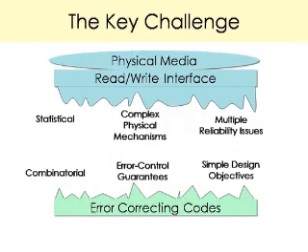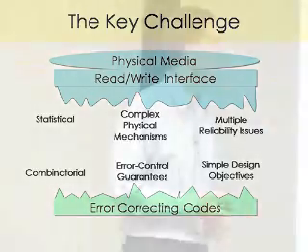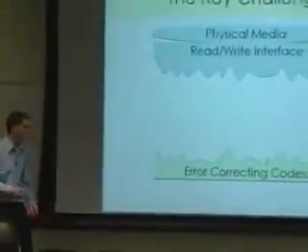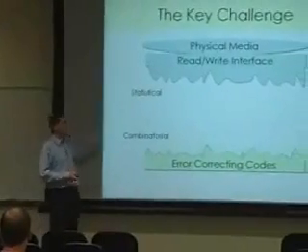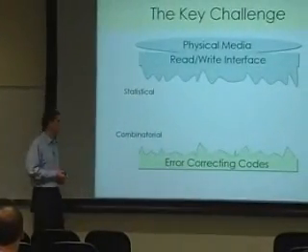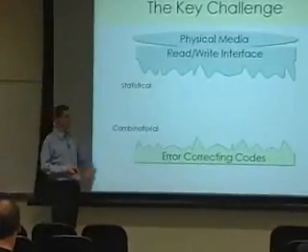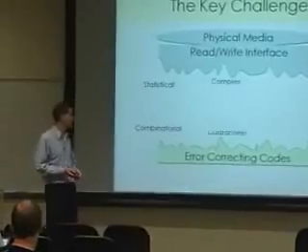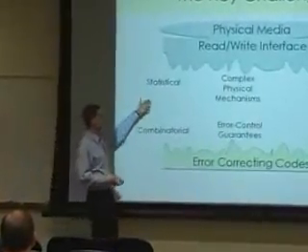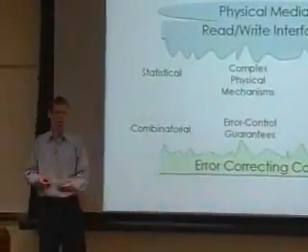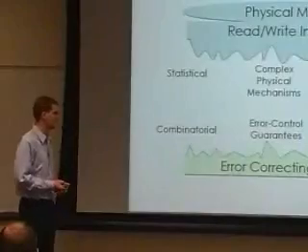The problem is error-correcting codes do not really fit well the other components of the system. Here you see the smooth curves, and here the spiky edges. And why is that? The media and interface are statistical in nature because they represent some physical phenomena, while error-correcting codes are combinatorial objects. In addition, we have up here complex physical mechanisms, but from the error-correcting codes, we expect some error control guarantees. We want to tell the engineers what they can do.